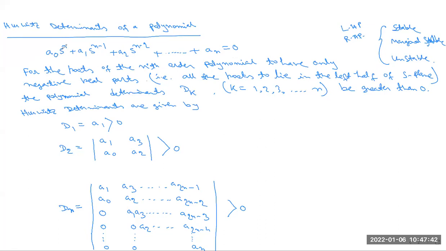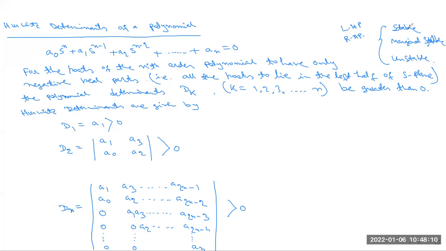Here a0 is s to the power n, a1 is s to the power n minus 1. Here you can see a0, a1, a2, a3 dot dot an, with the highest order s to the power n, next s to the power n minus 1, next s to the power n minus 2, and so on. Okay. So in this case, we have to consider three positions: stable, marginally stable, and unstable.